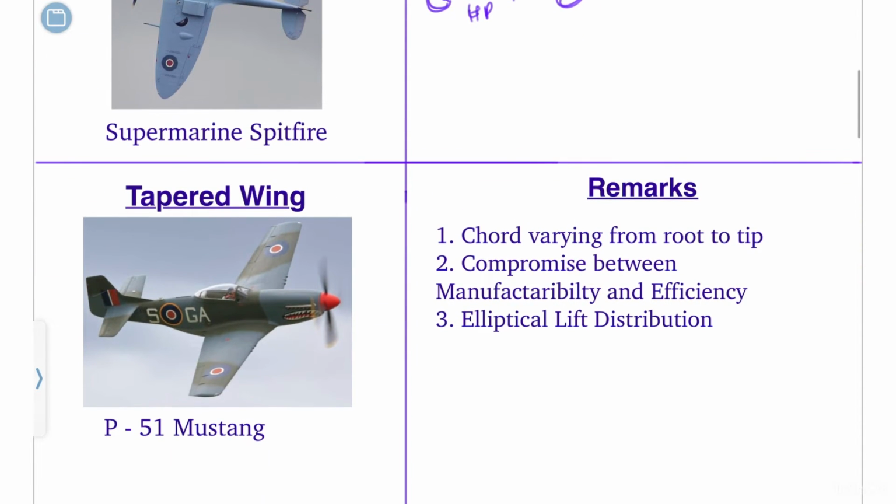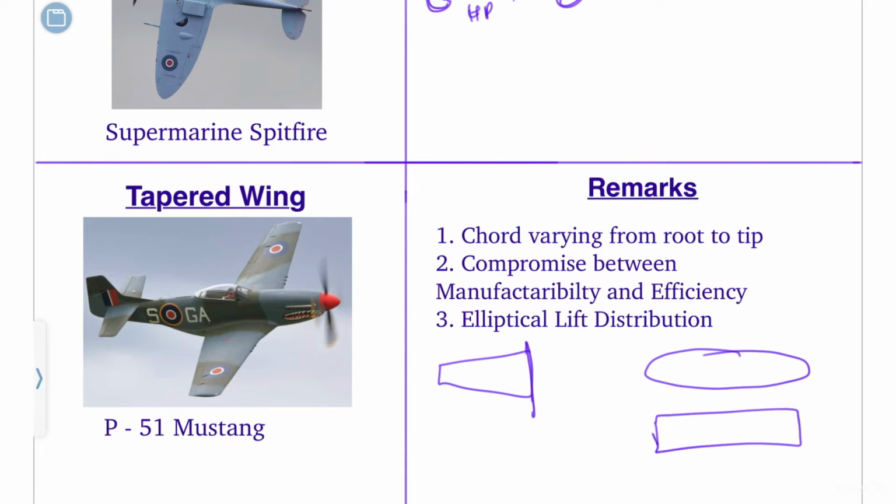The next type of wing is the tapered wing. This is the tapered wing, the top view, and it is actually a mixture of the elliptical wing and the rectangular wing. That's why I've written it's a compromise between manufacturability, since manufacturing is the main issue in the elliptical wing, and efficiency, which is less in the rectangular wing. In tapered, we are compromising both. We have given a taper.